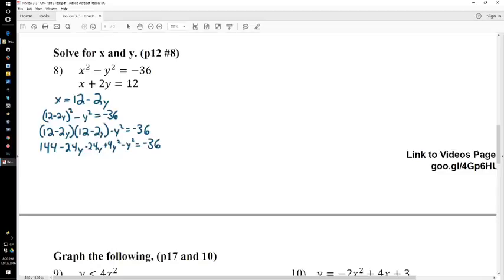From here we're just collecting terms. We've got a positive 4y squared and a negative y squared, so that's 3y squared. Collect all your y's, so negative 24 and minus 24 is negative 48y. And then I got the 144. I also have that negative 36, so go ahead and move the 36 over. That becomes a positive 180 equals 0.